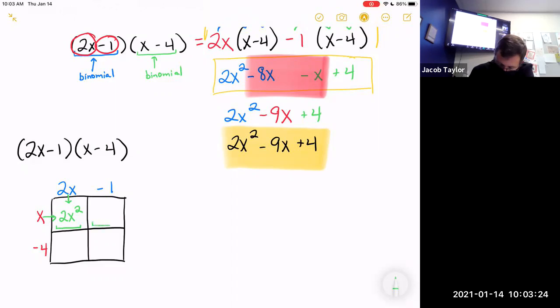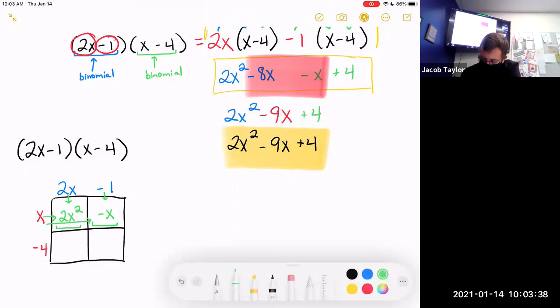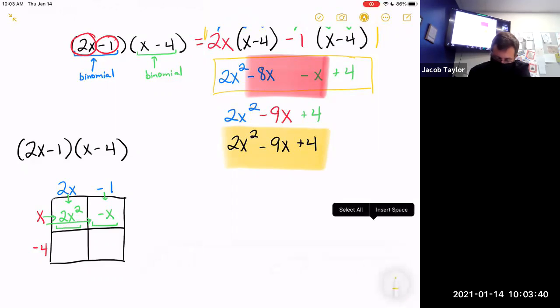To fill in this square, the top right square, I do negative 1 multiplied by x. What's negative 1 times x? Negative x. To fill in this bottom left square, good, I take the 2x and I multiply by negative 4, which gives me, as Shelby said, negative 8x. And then the last square right here will be a negative 1 multiplied by a negative 4, which is a positive 4.